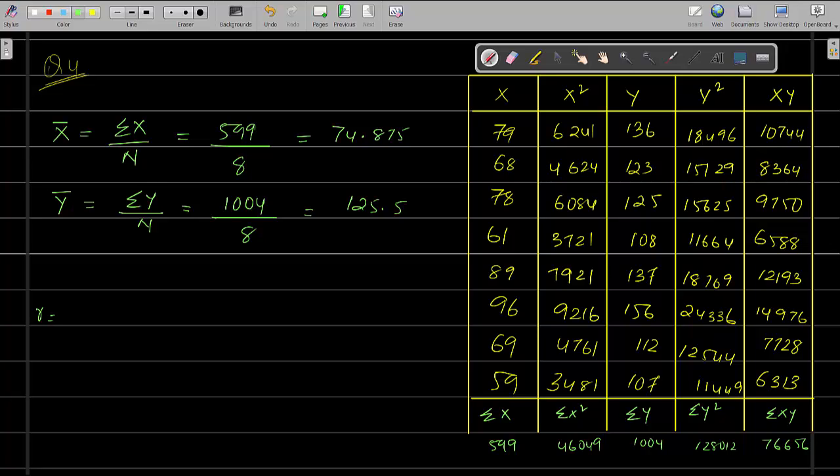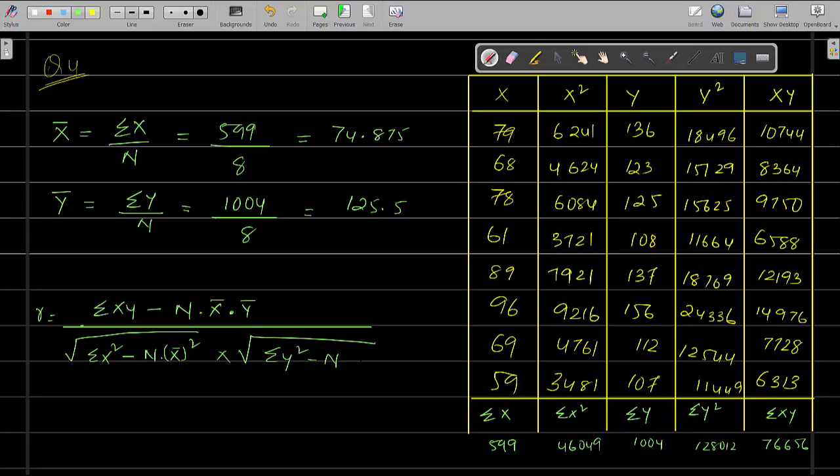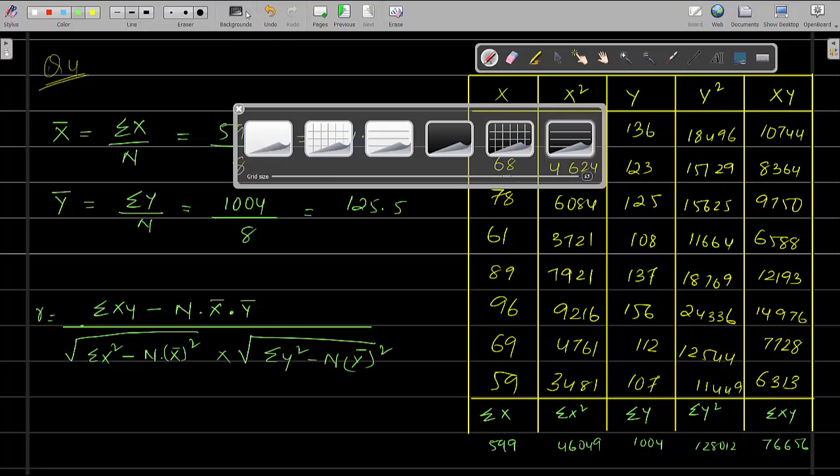So R is equal to sigma xy minus n x mean y mean, that is multiplication, divided by square root of sigma x square minus n x mean square, into square root of sigma y square minus n y mean square. Alright, now let me just change the background.